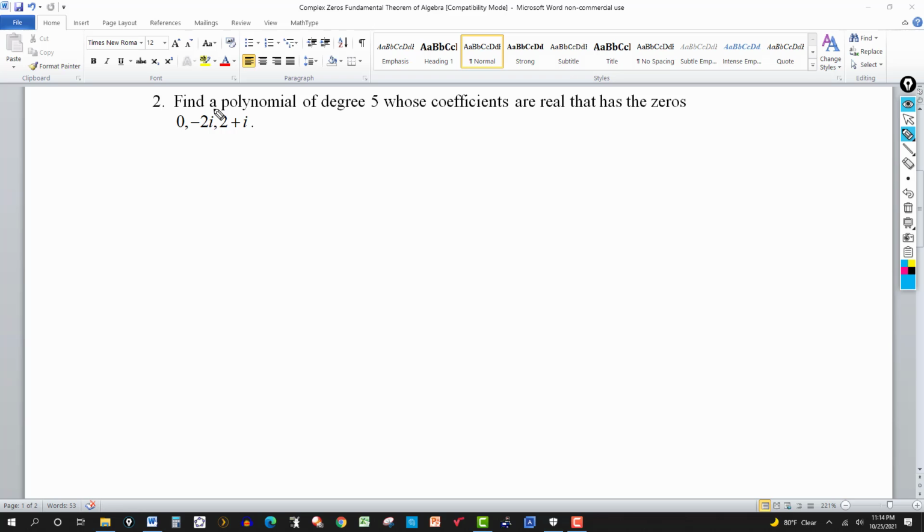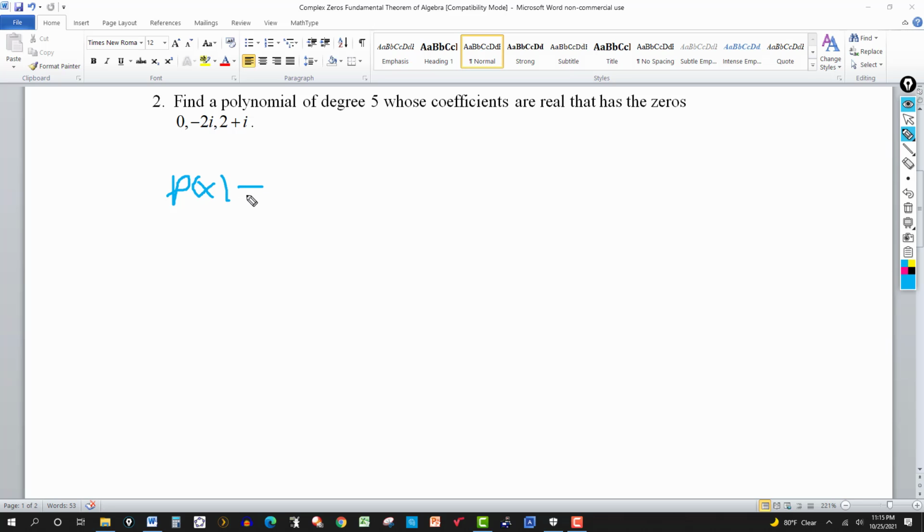Now let's go back to this one. Find a polynomial. So they give me the degree of the polynomial, which is 5. And the coefficients are real, so I can apply these theorems here, especially the conjugate pairs theorem. So this would go this way. So the polynomial, I'm going to call it P. You can call it anything you want, P of x.